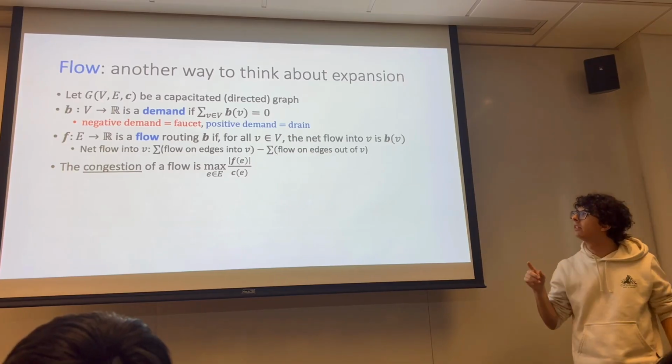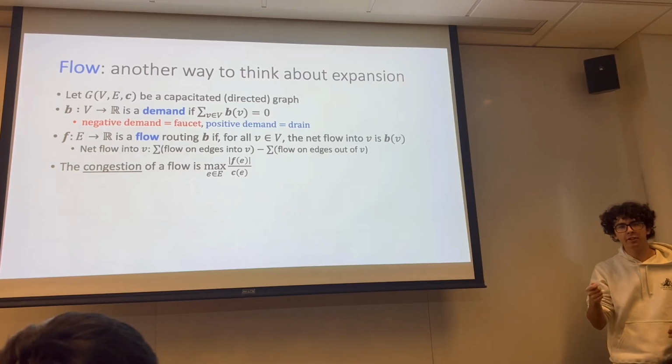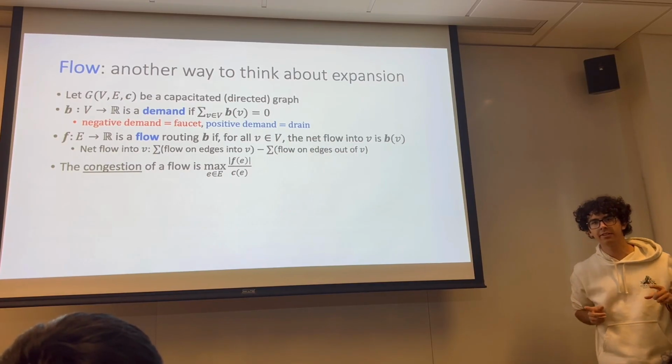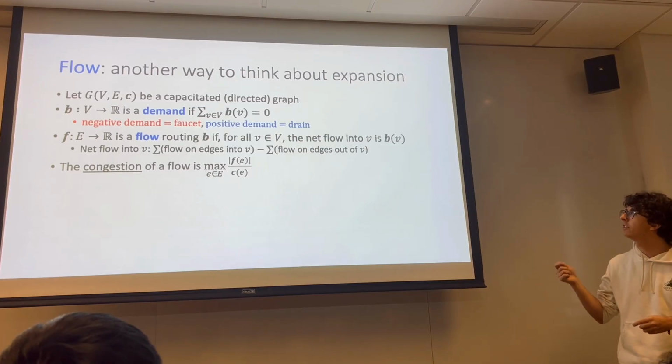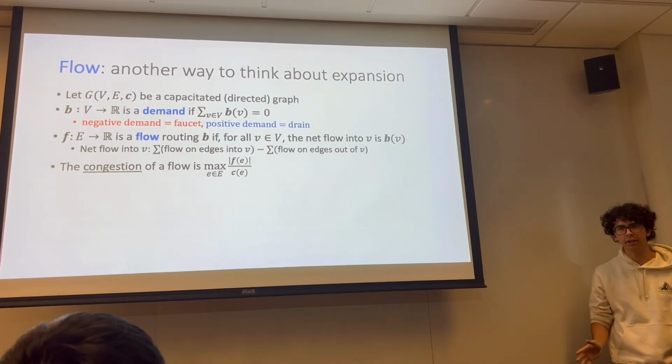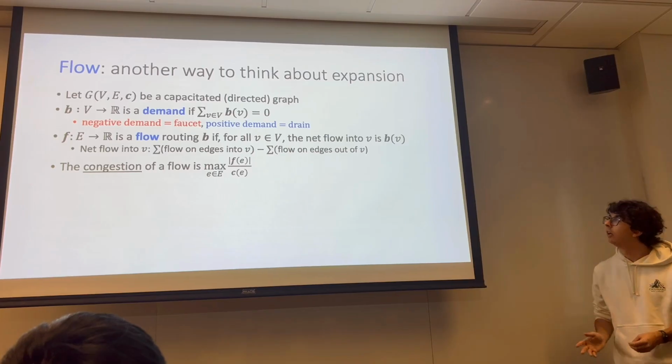This word demand is somewhat intuitive. The vertex is demanding to have the net flow into it be negative, as in it wants to send net flow out. Or the vertex is demanding that it has net flow into it being positive, so it wants to drain water from the network.